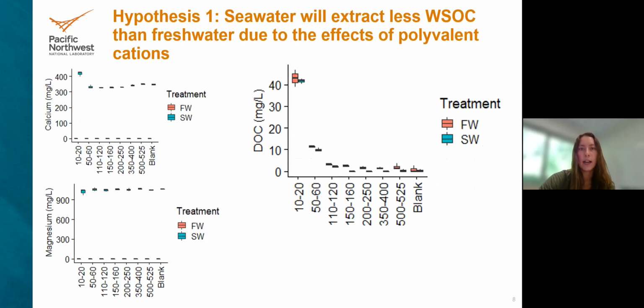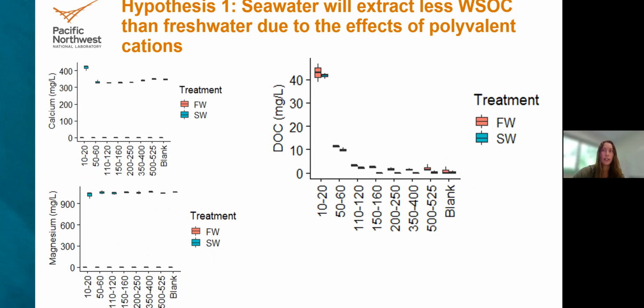So relating these results back to our hypotheses, we did see a correlation between the amount of polyvalent cations present in bulk soil solutions and the amount of dissolved organic carbon extracted from soils. Put simply, the freshwater solutions, which did not contain significant amounts of each cation, extracted more DOC than the seawater solutions, which did contain high concentrations of each cation.